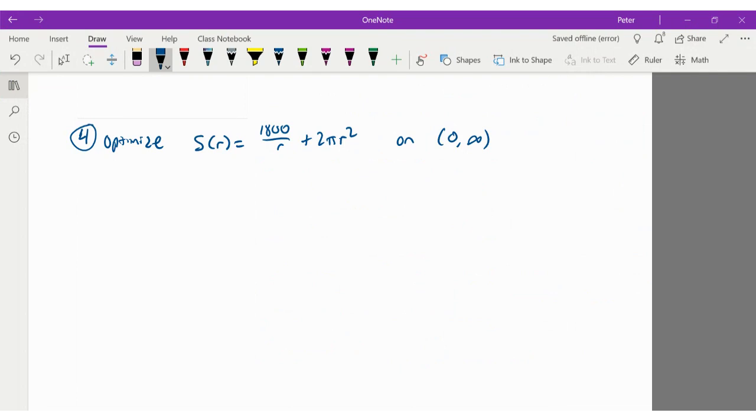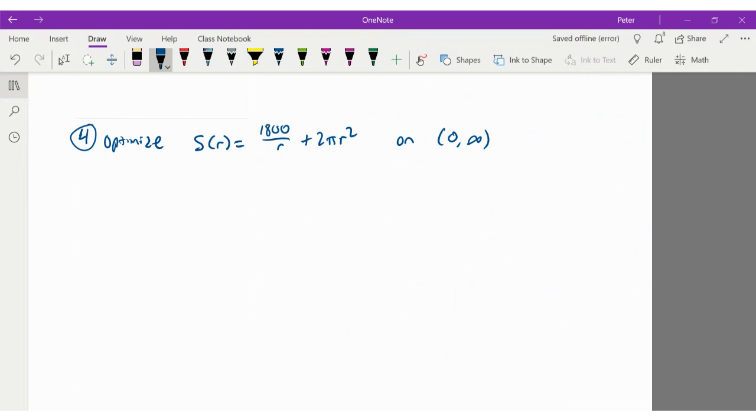So the question is, are 0 and infinity still endpoints because it isn't a closed interval anymore? So 0 is certainly an endpoint, because it's possible to be an endpoint of an open interval where the interval just doesn't include its endpoint. Infinity is not technically an endpoint because it's not a number, it's just the way we describe the interval from 0 to infinity. Anyway, we want to optimize S of R on the interval 0 to infinity.